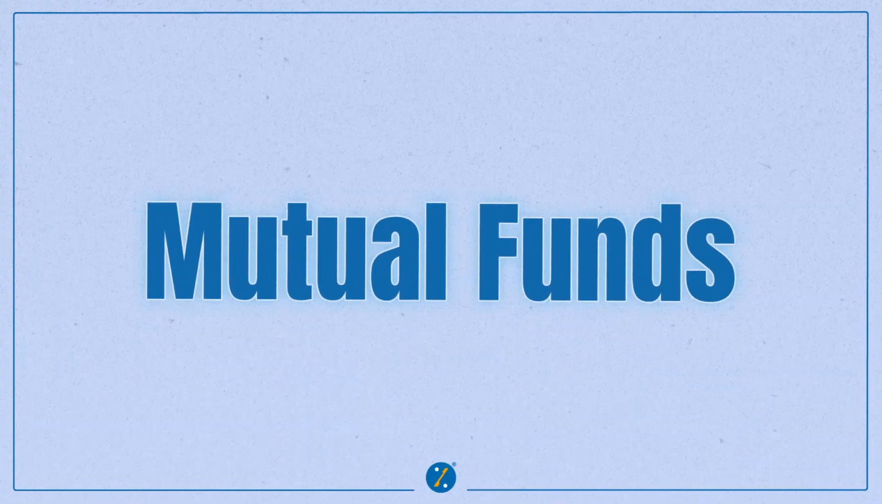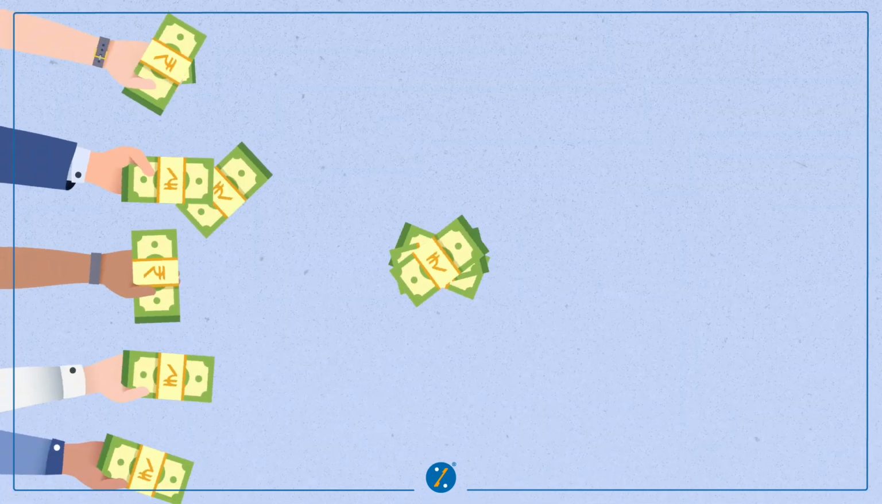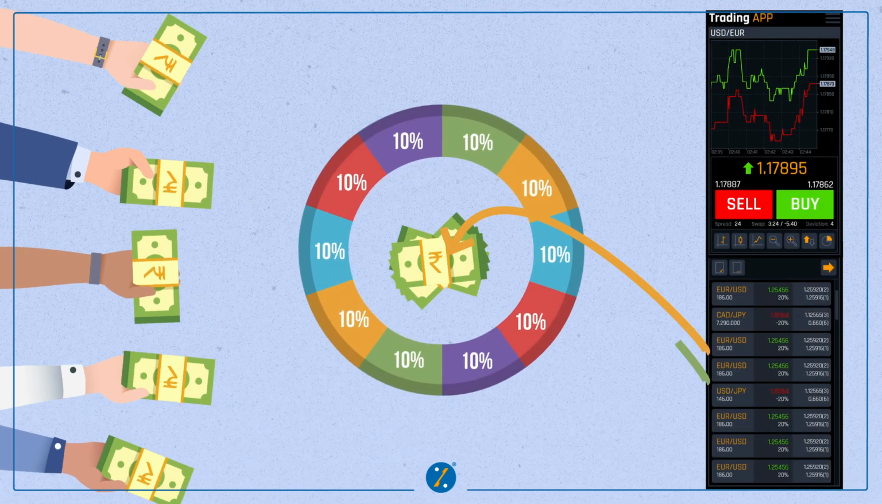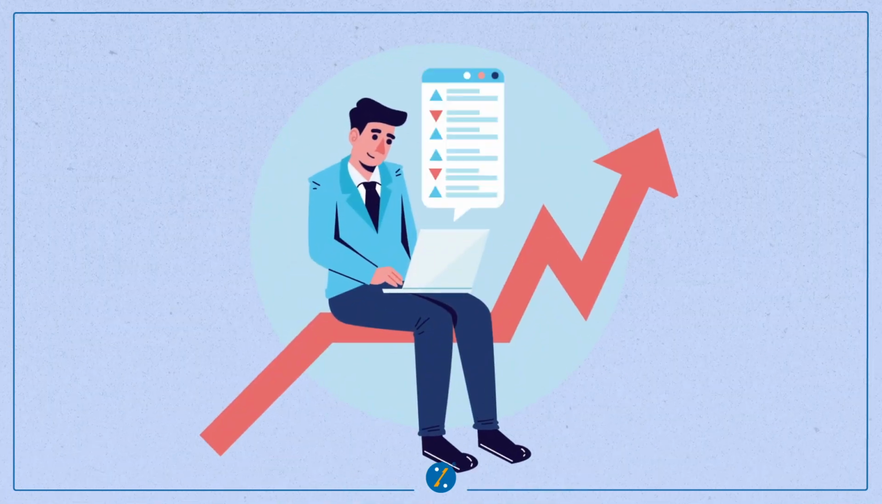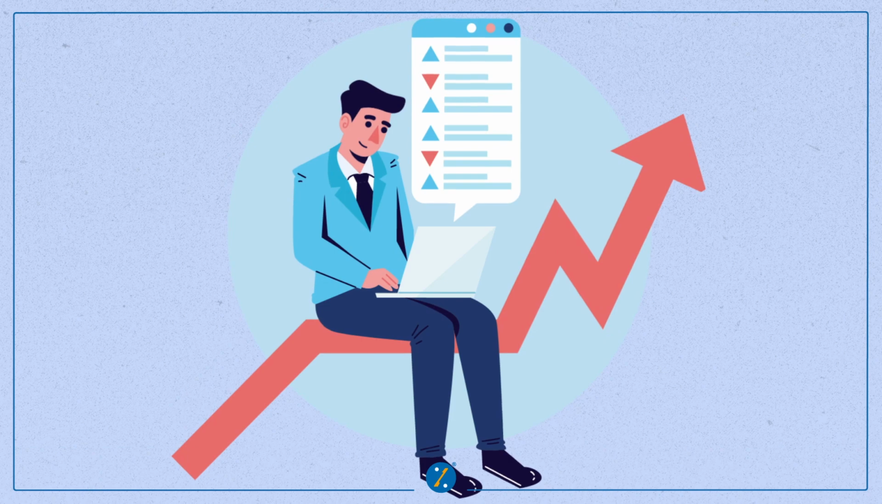Now let's see what your investment options are. The first investment option for beginners is mutual funds. Mutual funds pool money from different investors to invest in a diversified portfolio of stocks, bonds and other securities. They are also managed by financial experts who take investment decisions on your behalf. It's a perfect choice for individuals who want professional management without having to pick individual stocks.